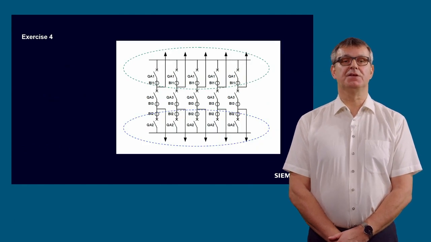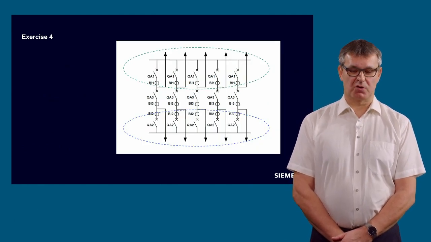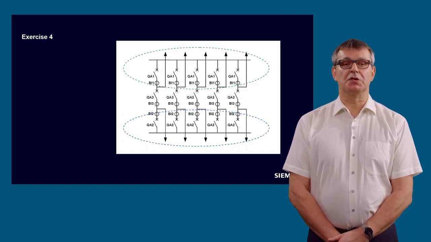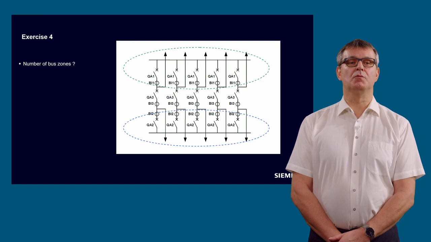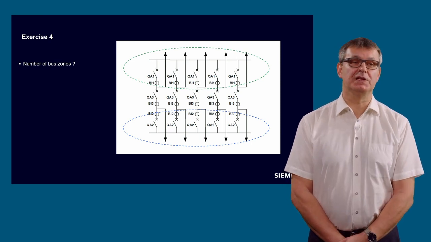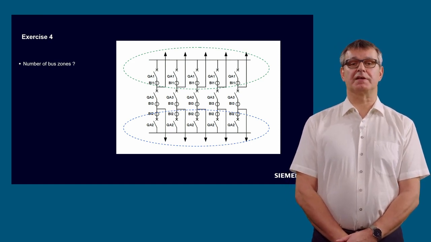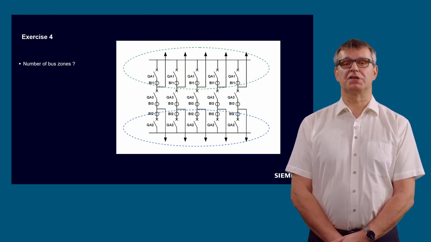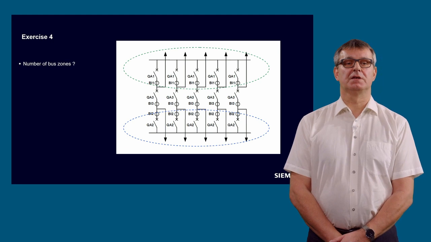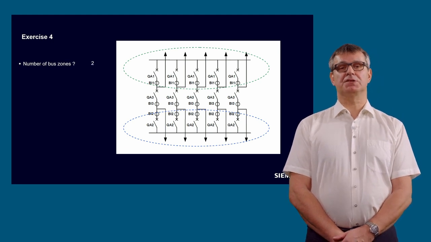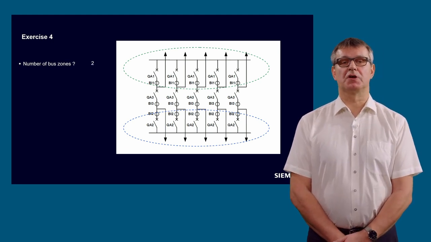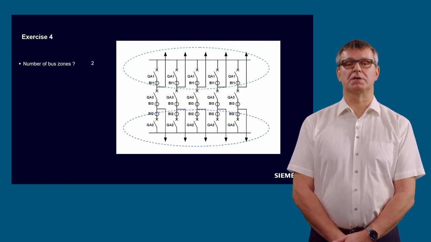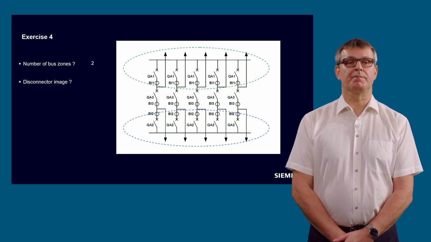Last exercise, that's a so-called circuit breaker and a half scheme. Maybe also interesting to look at. How many bus zones do we need in a circuit breaker and a half scheme? So that's a circuit breaker and a half scheme with so-called 5 diameters. And the number of bus zones, of course, is only 2. So you have 1 bus zone on the top and 1 bus zone on the bottom.